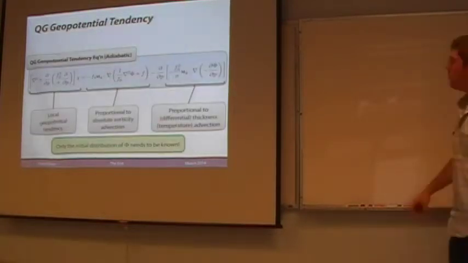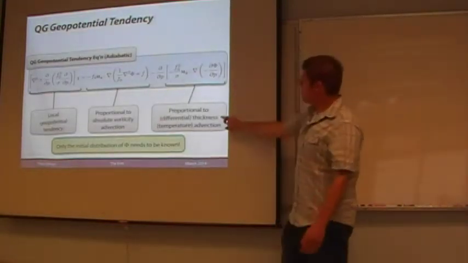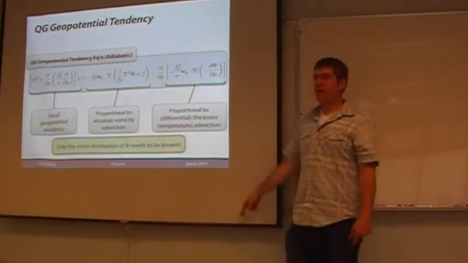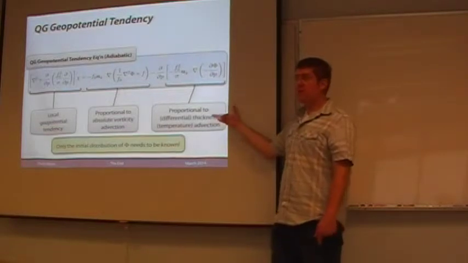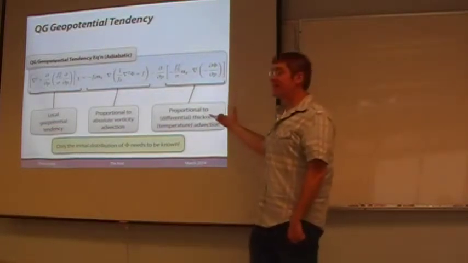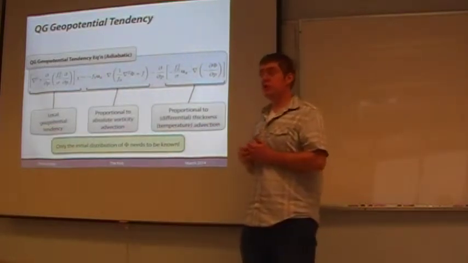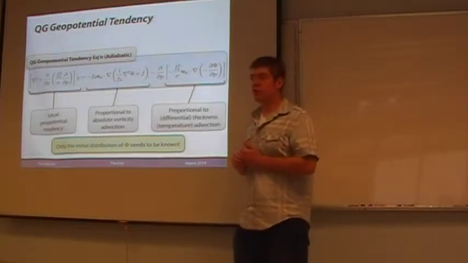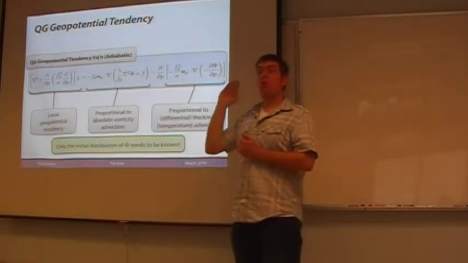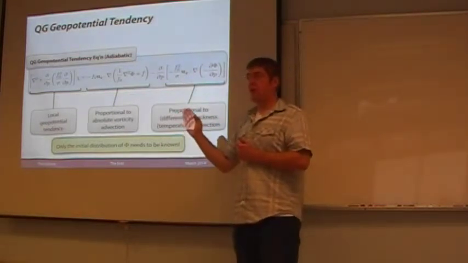Let me go back here briefly. I want to mention one more thing. So this is proportional to differential temperature advection, and hence is closely associated with frontal activity. The reason being that temperature gradients tend to be strongest near the surface for fronts. So for warm fronts and cold fronts, temperature gradients at the frontal location will be strongest at the surface.